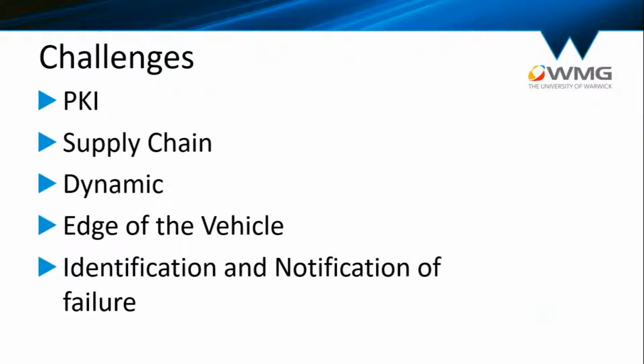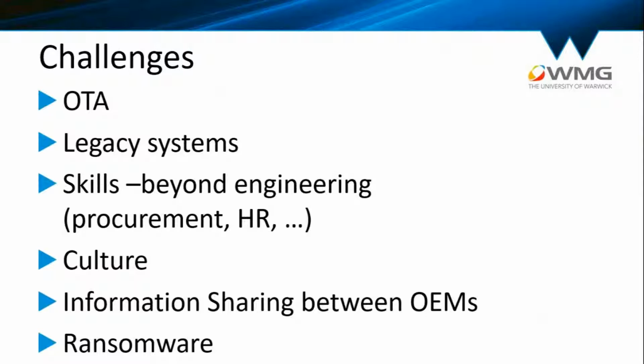Challenges: PKI, some people calling it an opportunity, I call it a challenge as well. Supply chain, the fact that things are dynamic, the edge of the vehicle, so what's being looked at in the Petras things, and the identification and notification of failure is a really big deal on these things. I've yet to find anybody that's got enough budget to handle those sorts of things in the system. And if you haven't got enough budget, then you're not doing it. I think that was part of his observation. Over the air elements, legacy systems.